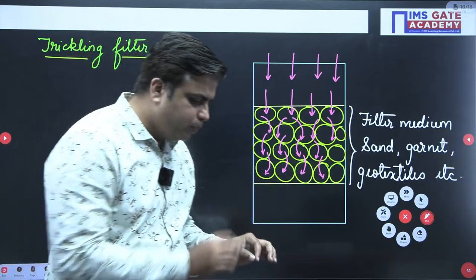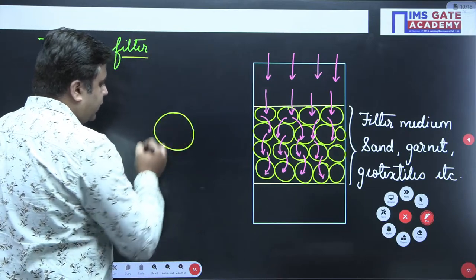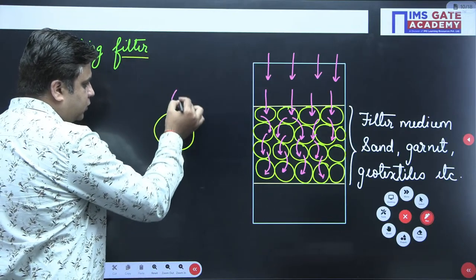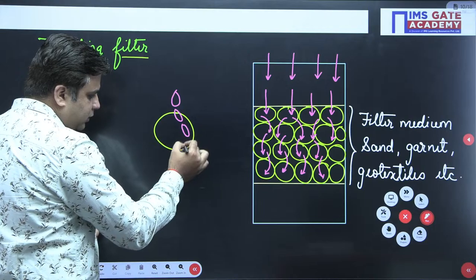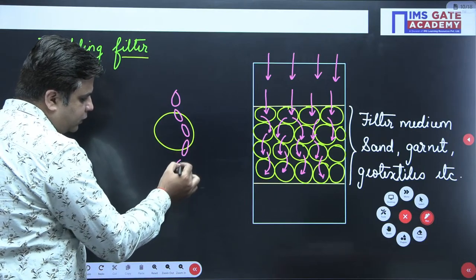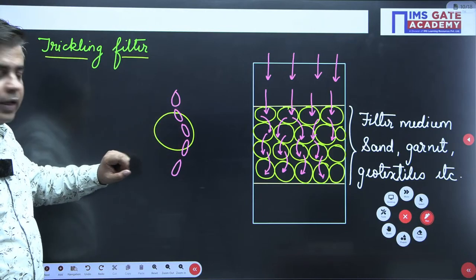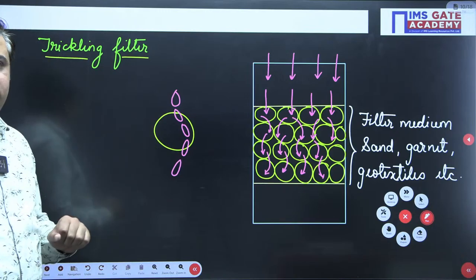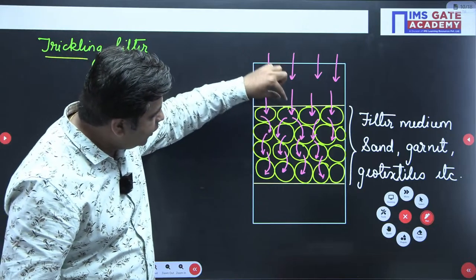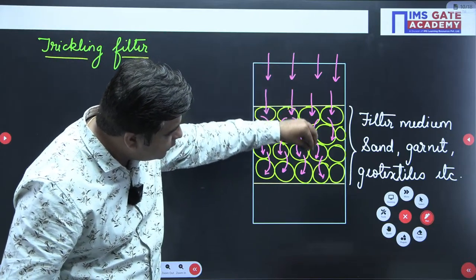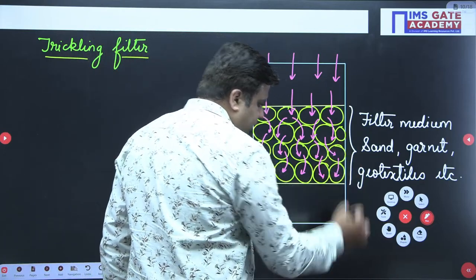Just like if you put one drop over a stone, right? Say this is my stone. If you just put a drop over this stone, this drop will move very slowly over the stone. It will cover all the surface of the stone, and it moves very slowly along the surface of the stone, and that is known as trickling of water. So you apply this waste water very slowly over the filter medium, due to which this waste water trickles over the filter medium like this, right?